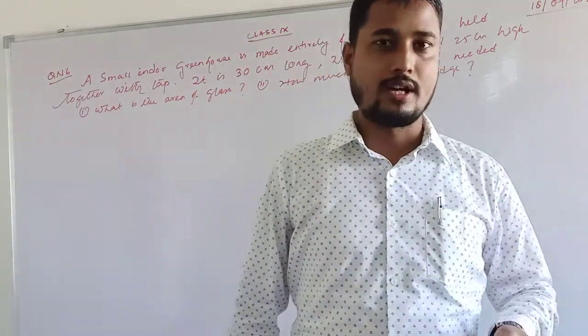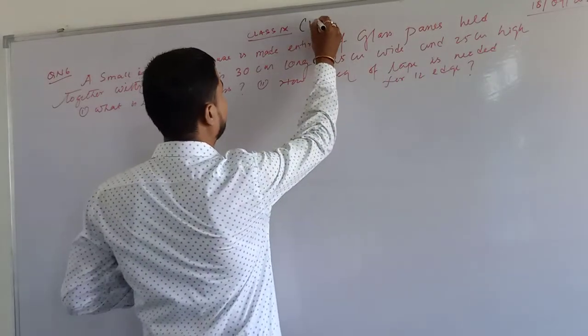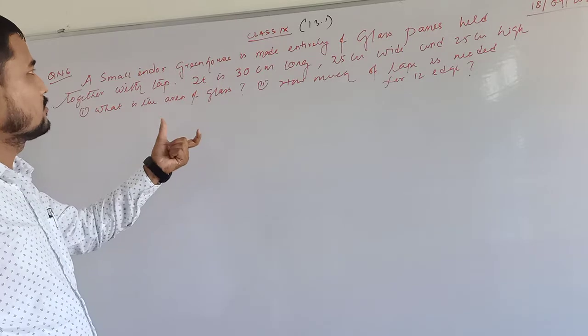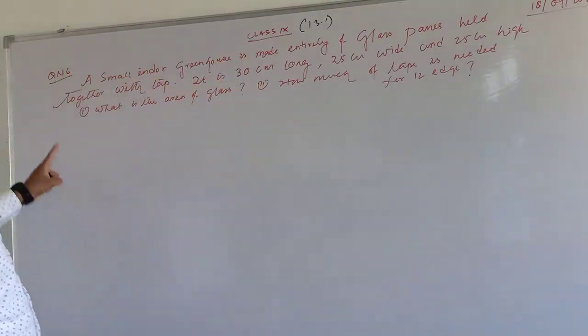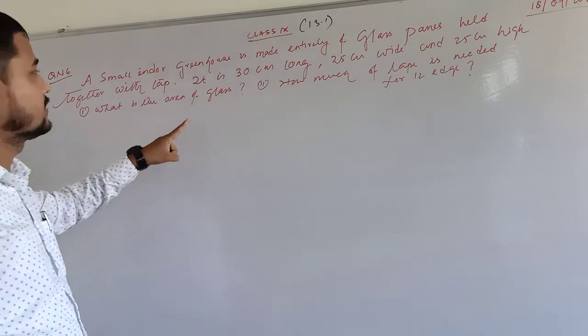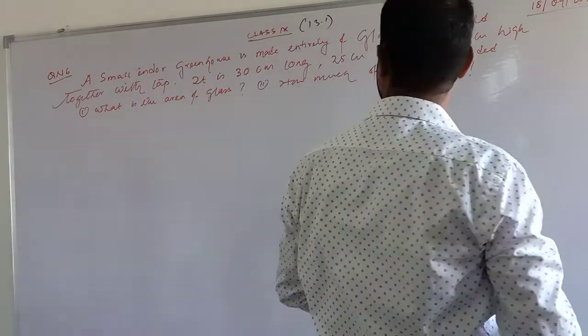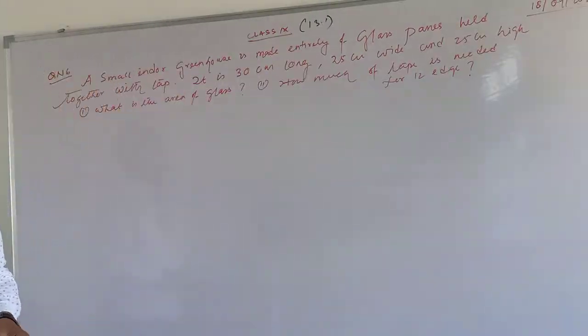Today we are going to start with exercise 13.1, question number 6. A small indoor greenhouse is made entirely of glass panes held together with tape. It is 30 cm long, 25 cm wide and 25 cm high. What is the area of the glass?